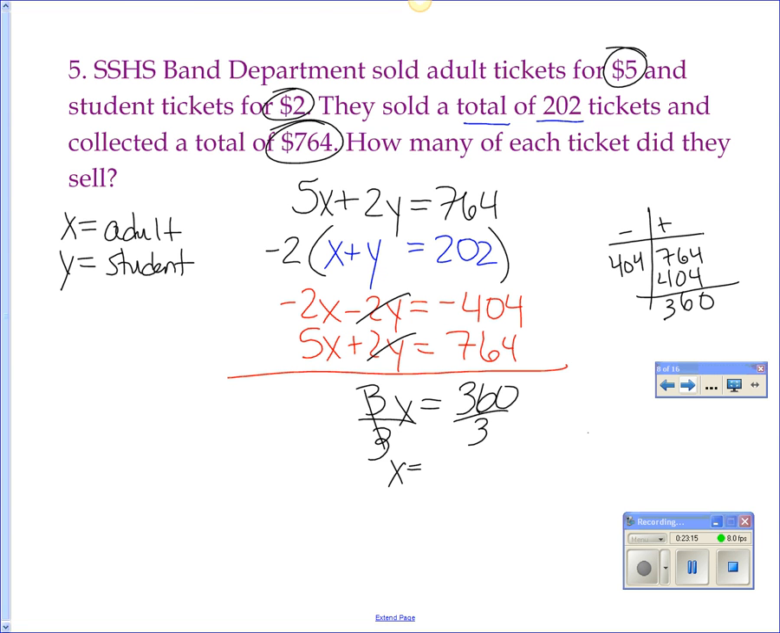It's not bad to do a long division. 3 goes into 3. 3 goes into 6, 2. And you have to keep going all the way to the end of the number. 3 goes into 0, 0. So you get 120.